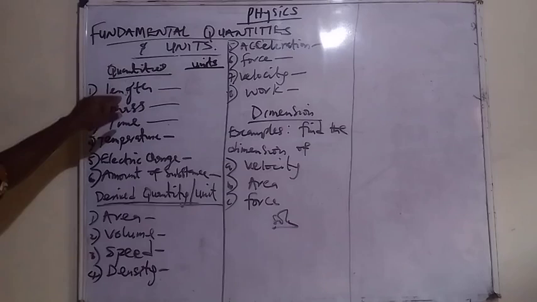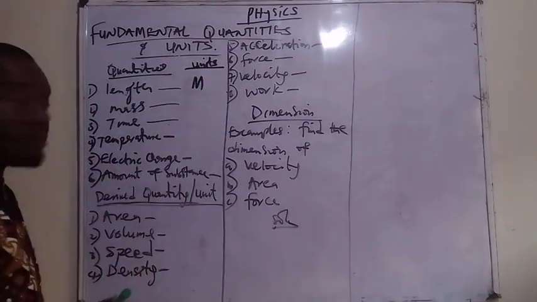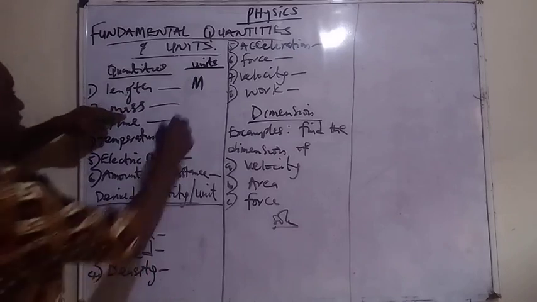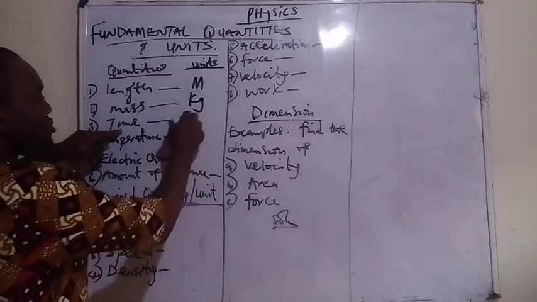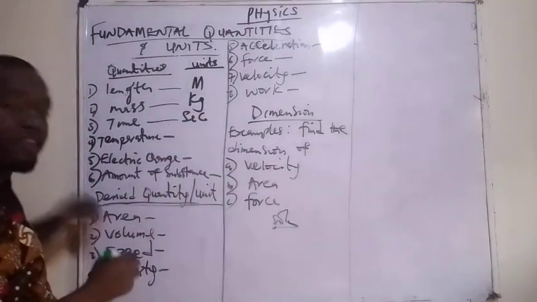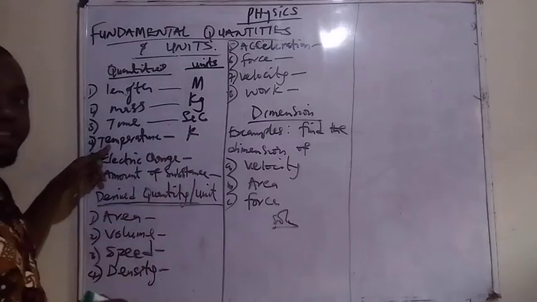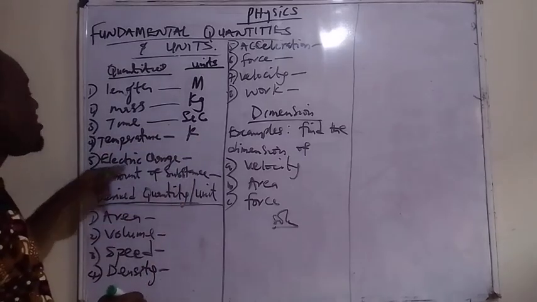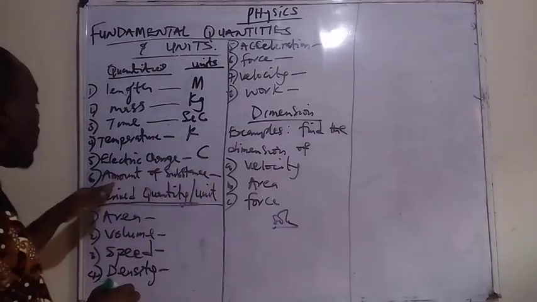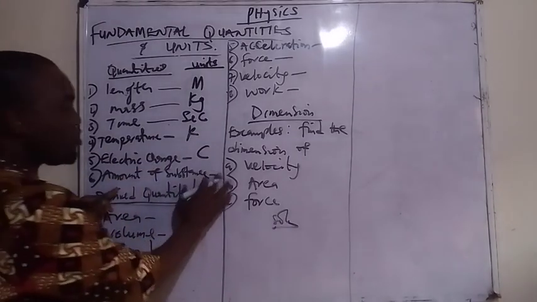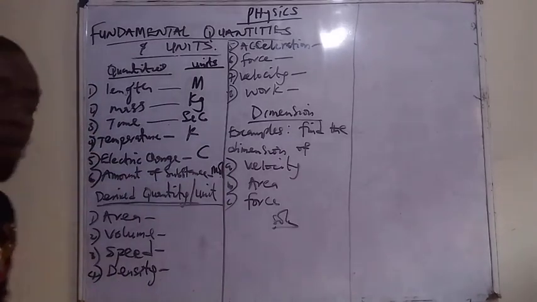The unit of length is meter. The unit of mass is kilogram, as kg. The unit of time is second. The unit of temperature is Kelvin, abbreviated as K. The unit of electric charge is Coulomb, abbreviated as C. While the unit of amount of substance is mole, M-O-L, mole.